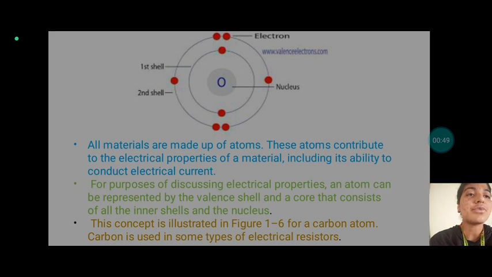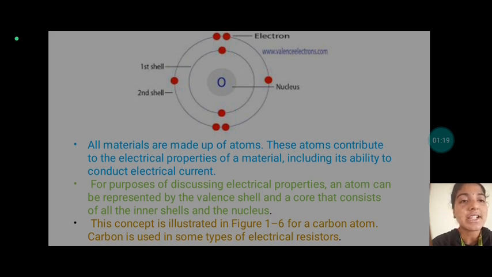Here is the diagram which represents the semiconductors, in which the shells are the nucleus and electrons. All materials are made up of atoms. These atoms contribute to the electrical properties of materials, including their ability to conduct electrical current. For the purpose of discussing electrical properties, an atom can be represented by the valence shell and a core that consists of all inner shells and the nucleus.